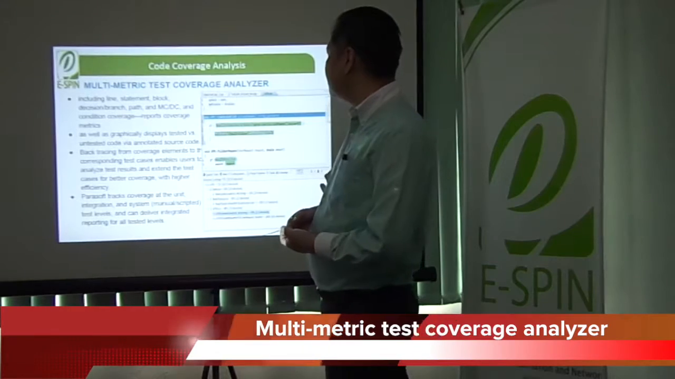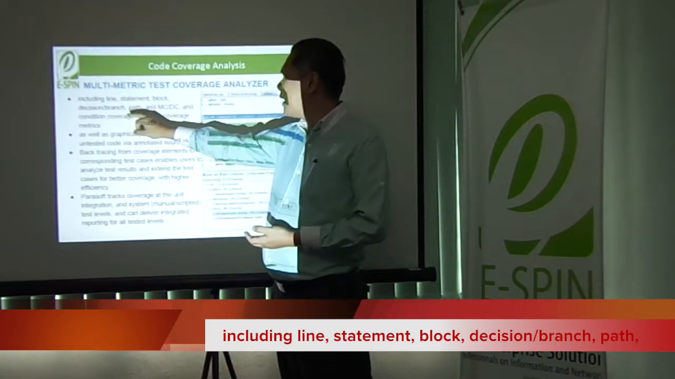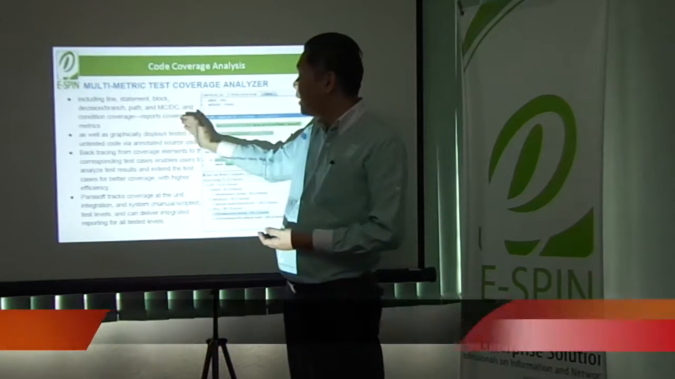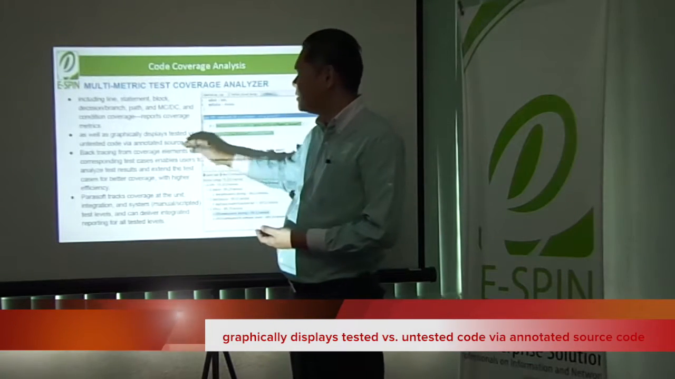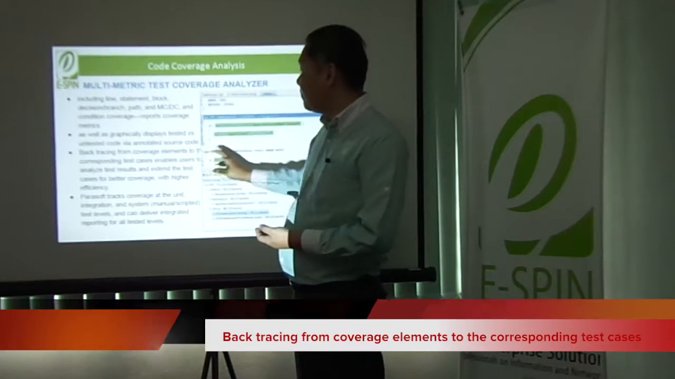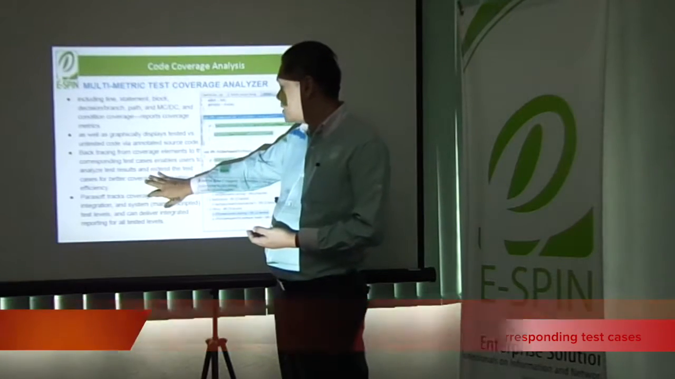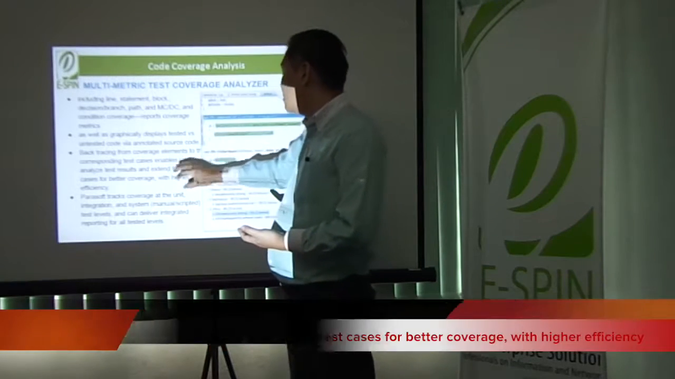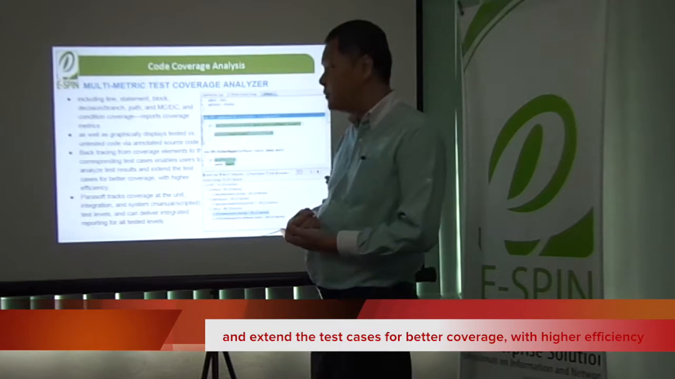Multi-metric test coverage analysis includes line, statement, block, decision, branch, path, MC/DC, and condition coverage metrics, as well as a graphical display of tested versus untested code alongside the source code. By backtracing from a code element to the corresponding test cases, the user can analyze the test results and extend the test cases for better coverage with higher efficiency.